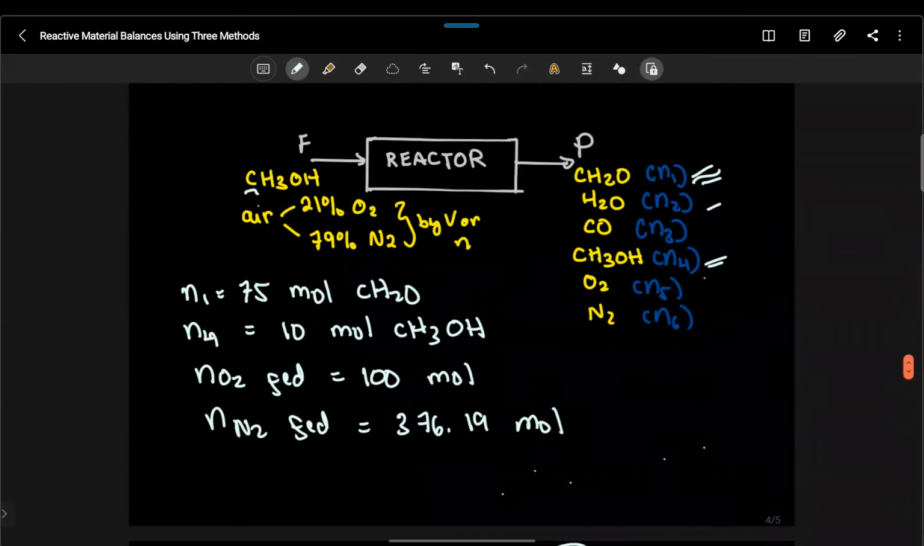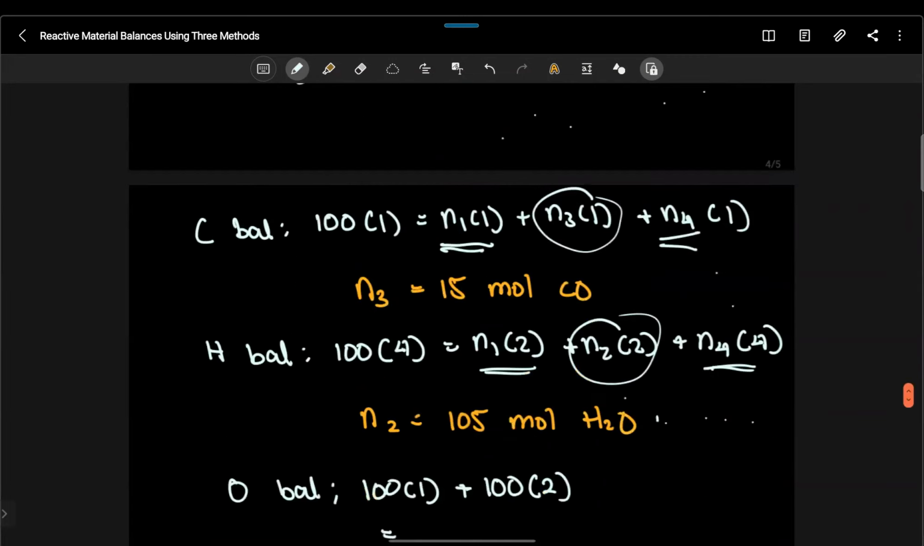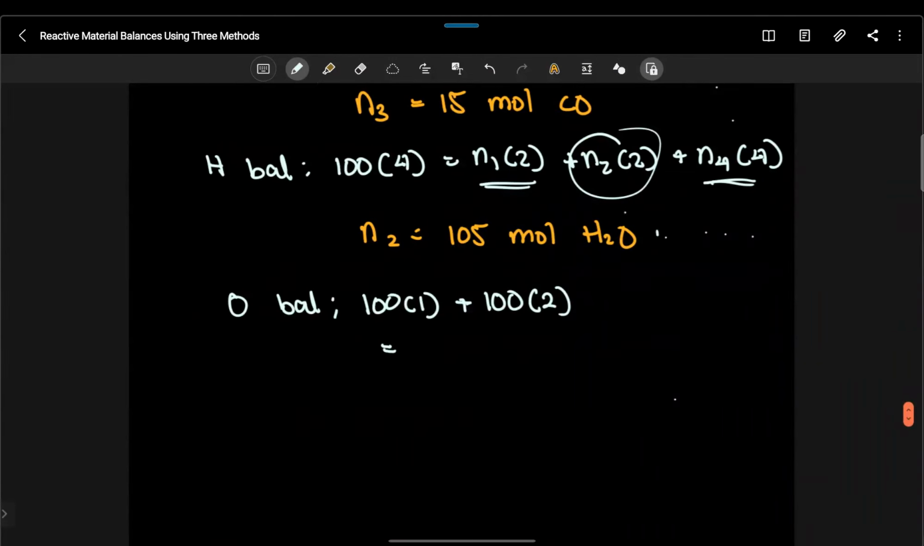So we have N1, N2, and N3, meron din sa N4, meron sa N5. So 5 terms. Okay, mahaba. So writing them down, isa-substitute ko na yung given. So N1 is 75, right? Times 1. N2 is 105. Ito na-compute natin dito kanina. Times isa lang yung oxygen atom niya. Plus N3 is 15. Times isa lang yung oxygen atom.